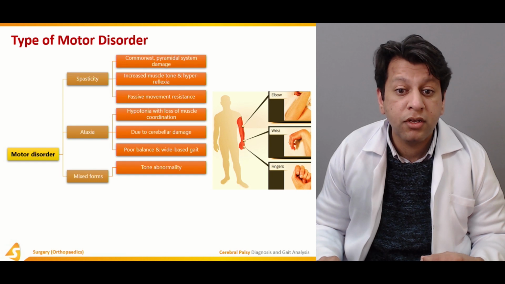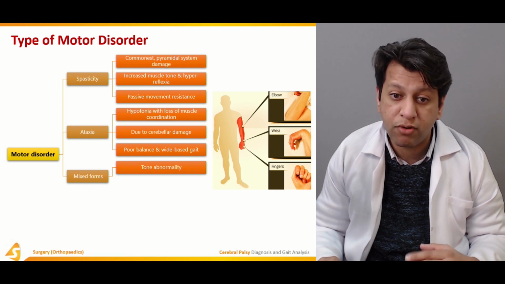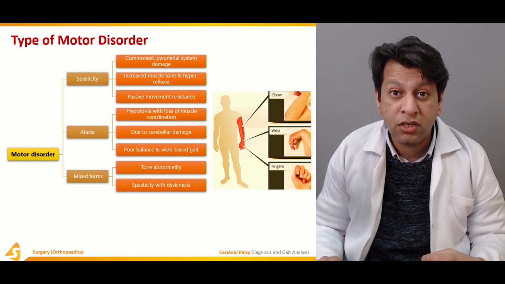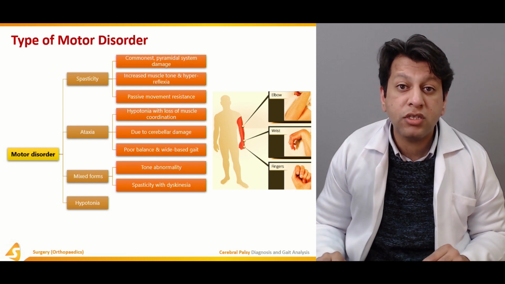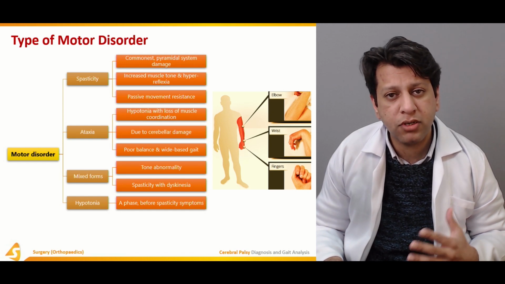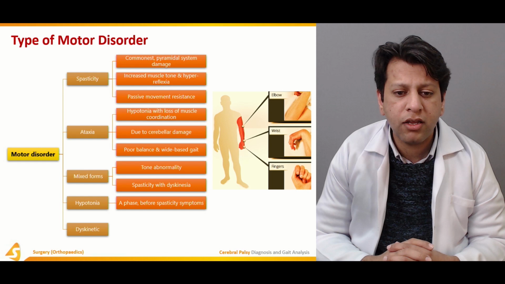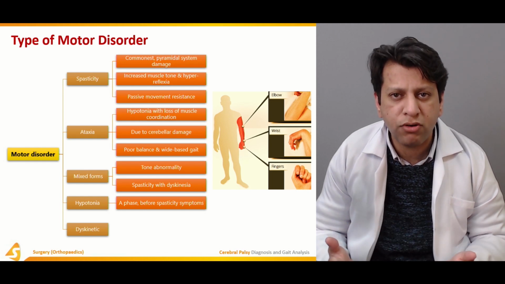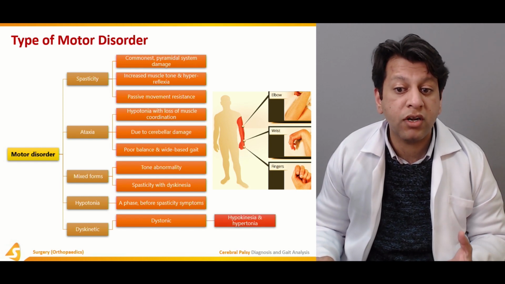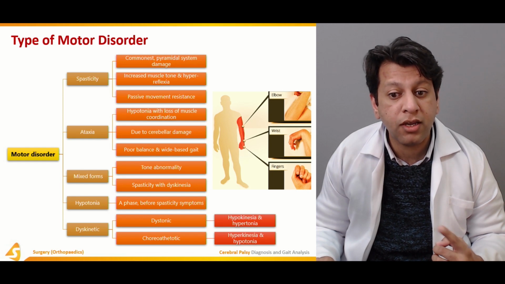Then there may be a mixed form. For example, some muscles may be hypertonic and hyperreflexic, and some may be hypotonic. Usually, the tone abnormalities are more common. Spasticity with dyskinesia is seen in these mixed forms. Then there's a rare hypotonic form as well. Although pure hypotonia is rare, it is sometimes present along with hypertonia, or it can be present in isolated form. And then, more rarely, there is a dyskinetic form, which is further subdivided into two forms. One is dystonic, which is an abnormality of tone, associated with hypokinesia and hypertonia, or choreoathetoid, which is associated with hyperkinesia and hypotonia.